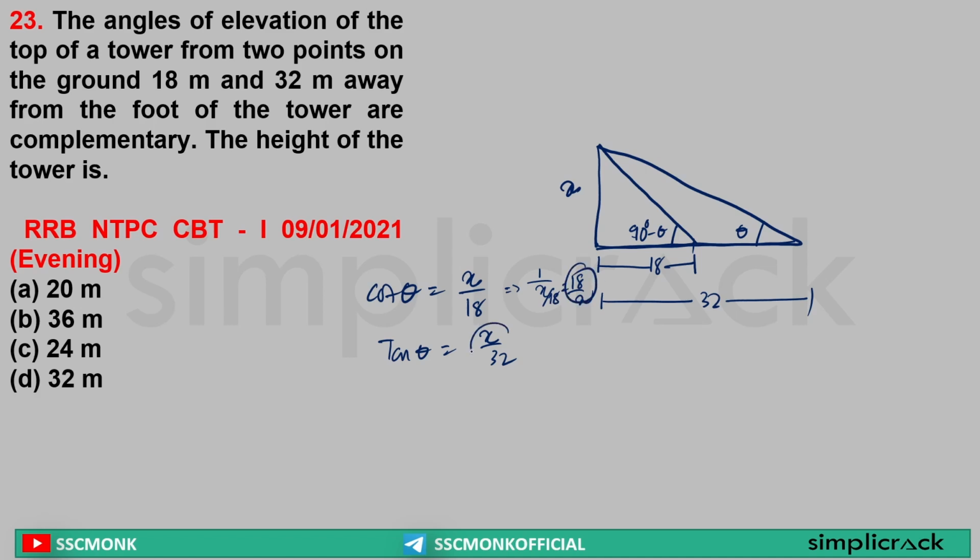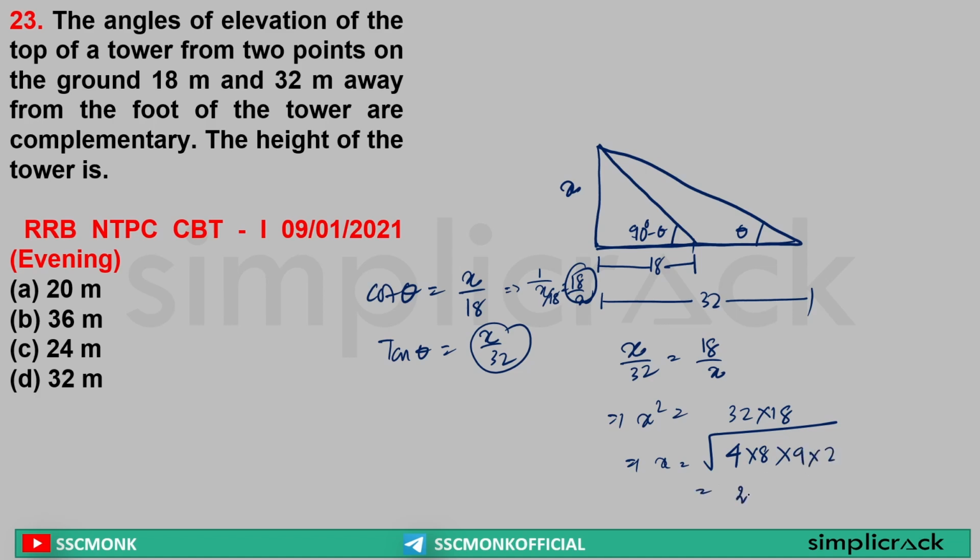Now this tan theta and this tan theta are equal. So x by 32 is equal to 18 by x. So cross multiply. X square is equal to 32 into 18. The value of x will be square root of 32 into 18. Yes or no? Yes. Sir, 32 can be written as 4 into 8, and 18 can be written as 9 into 2.